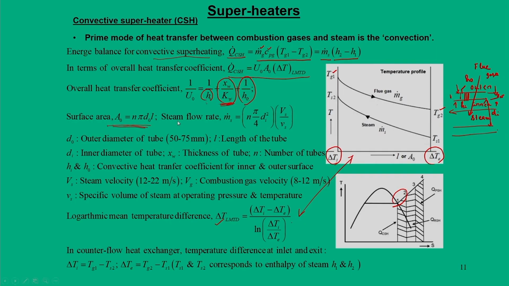And of course, the mass flow rate of the steam can be calculated by number of tubes into pi by 4 di square into Vs, where Vs is the velocity of the steam and small vs is the specific volume of the steam at that condition. So, most of the data will be given to us, and accordingly we can use these equations to design the heat exchanger. To design the heat exchanger means you need to calculate the area requirement, the outer diameter, the number of tubes required, all these parameters.